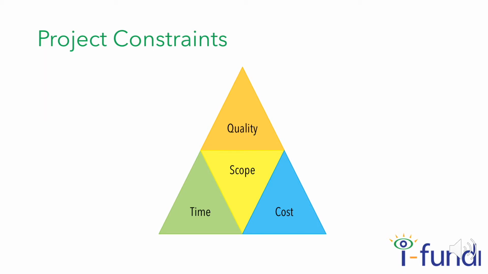Each constraint is connected to the other two. So, for example, increasing the scope of the project will likely require more time and money, while speeding up the timeline for the project may cut costs but also diminish the scope. Constraints are listed in the project charter so that all the stakeholders are aware of these limitations and restrictions.